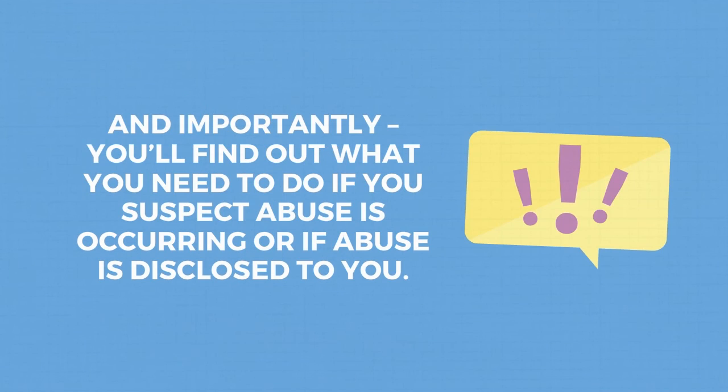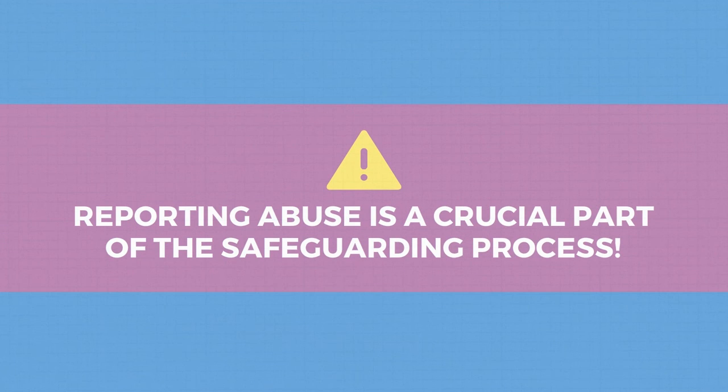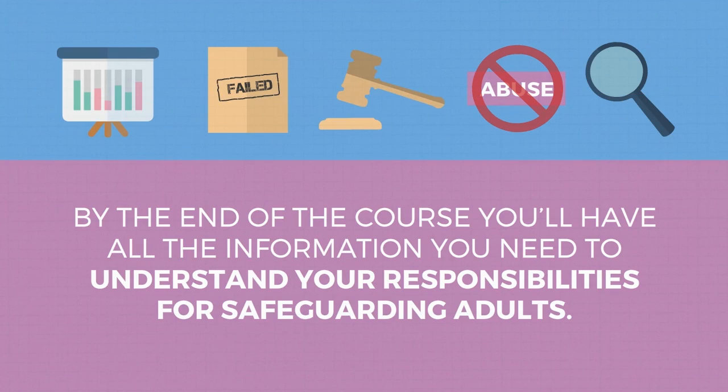And importantly, you'll find out what you need to do if you suspect abuse is occurring or if abuse is disclosed to you. Reporting abuse is a crucial part of the safeguarding process. By the end of the course, you'll have all the information you need to understand your responsibilities for safeguarding adults.